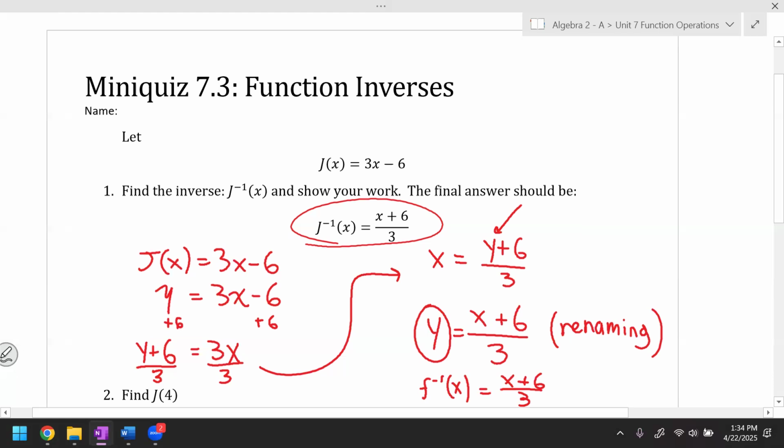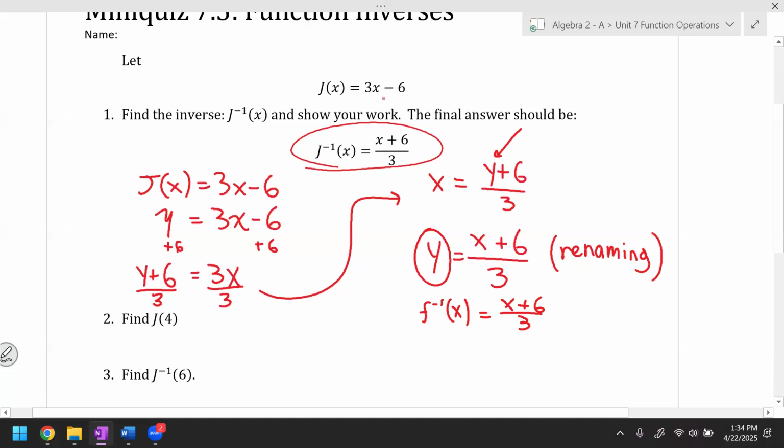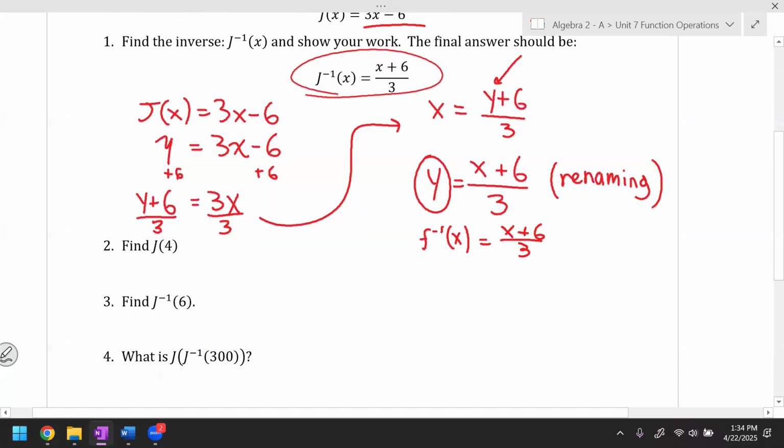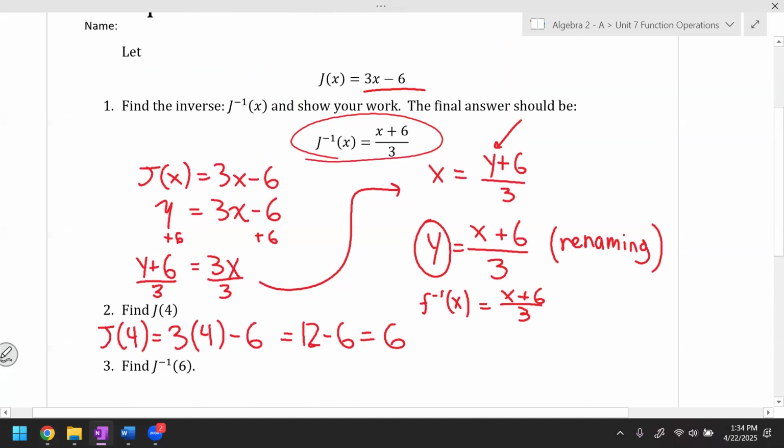Great. All right, let's find j of 4. Well, j is just 3x minus 6. So j of 4 is just that with the 4 plugged in where the x should go, right? 3 times 4 minus 6, that's just 12 minus 6. That's just 6, right? Nice. How about j inverse of 6? Well, I could put 6 into this expression here, which many people did. So let's try that.